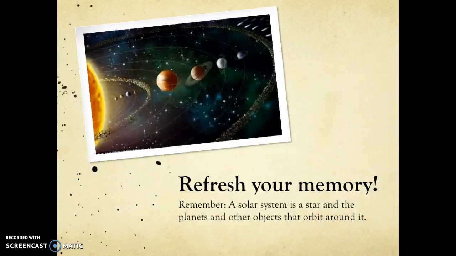First of all, to refresh your memory, we talked a little bit about this in our first set of notes on space, way back at the beginning of March. So a solar system is a star with planets and other objects orbiting around it.